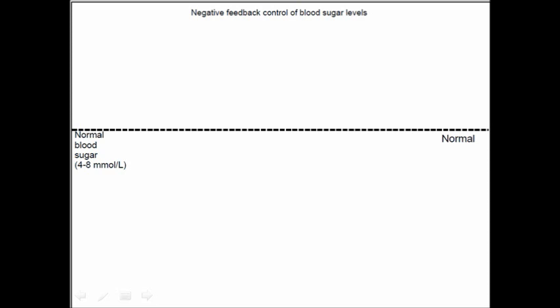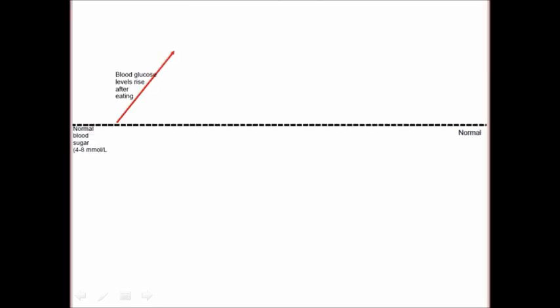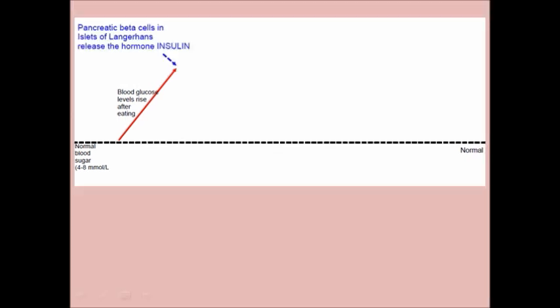So let's see what actually happens when this blood supply reaches the liver. So the first thing that happens is that blood glucose levels rise in the blood arriving at the liver. Now this is detected by specialist cells, not in the liver, but in the pancreas. And you might remember the liver, the pancreas and the duodenum are all very close together and closely connected as well. In this case, what happens is that cells in the pancreas, called beta cells, which are in an area of the pancreas called the islets of Langerhans.